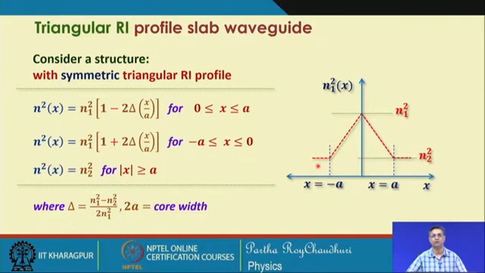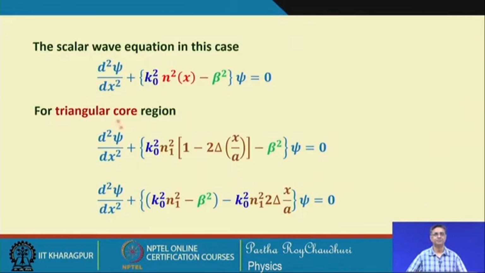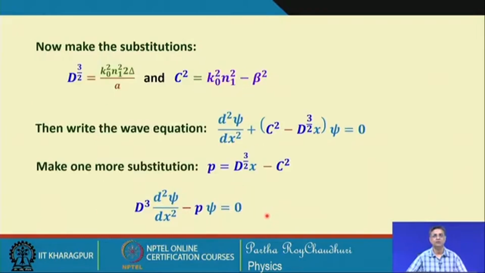So, you have this side also, and we will have to use the continuity condition for this, and this is the same definition as we have followed earlier. So, the scalar wave equation representing the modes for this structure will be given by this. Then we do some algebraic manipulation, we put k0 square n1 square minus beta square in one place and leave all others at the other place. Then we can identify the form of the equation, put d to the power of 3 by 2 equal to this and c square is equal to this quantity. Then we can write the wave equation like this.